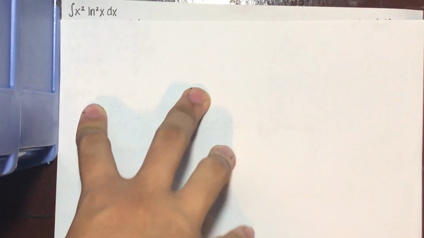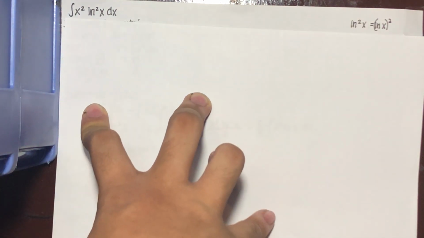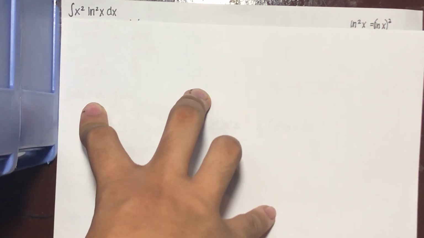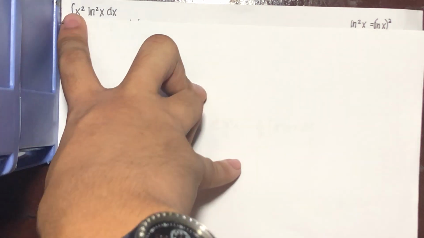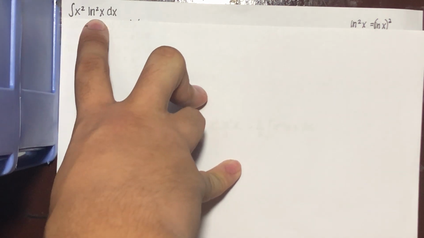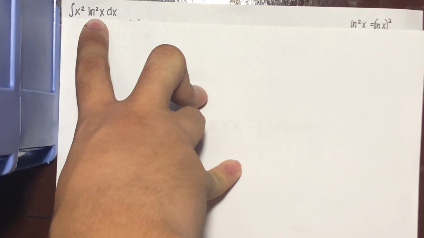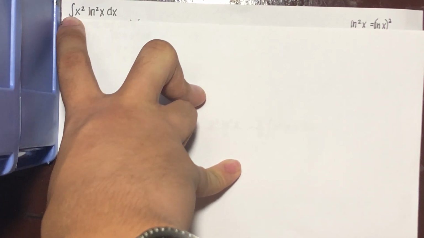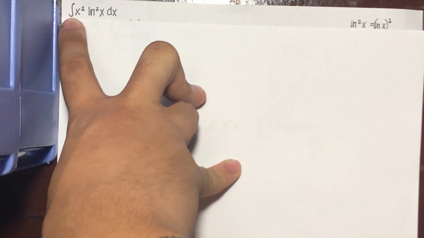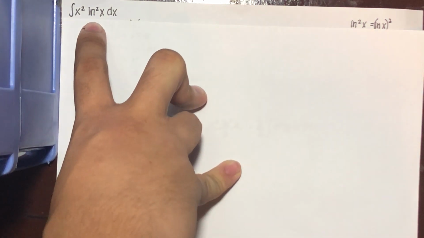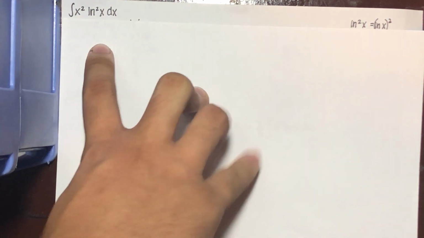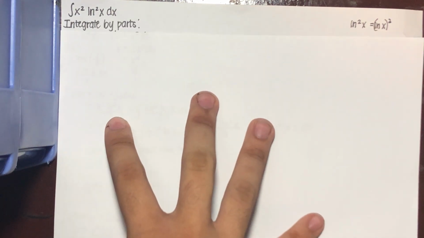So what do we do if we face an integrand where the terms aren't directly related to each other? By that I mean, if we derive x squared right here, it wouldn't bring us to ln squared of x. And if we perform simple operations on ln squared of x right here, it wouldn't bring us to x squared. So in that situation, we usually use a method called integration by parts. So that's what I did.